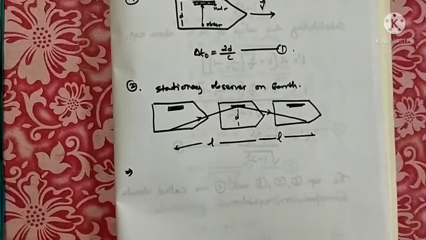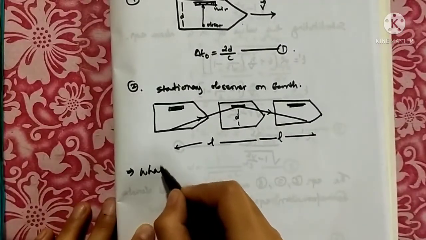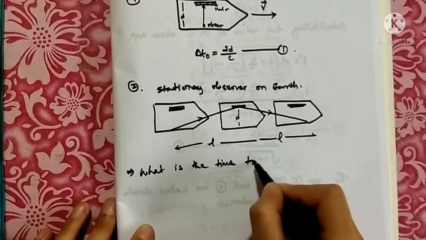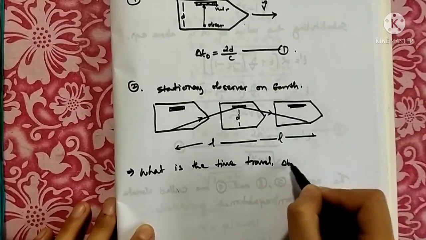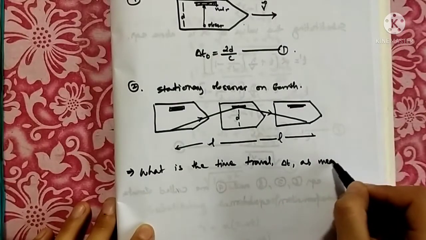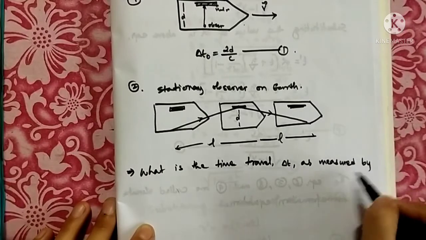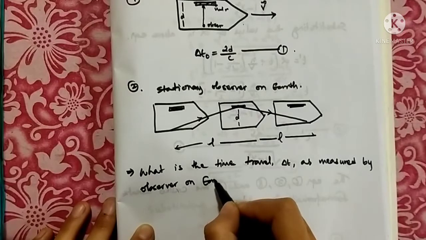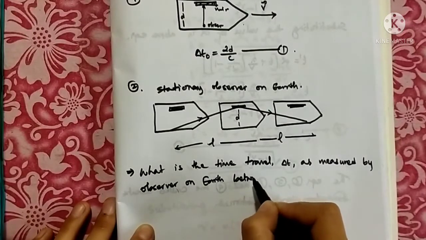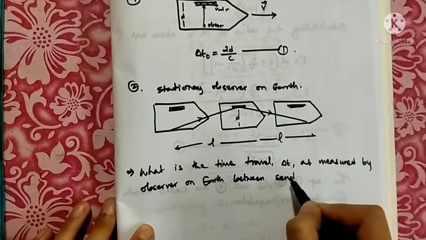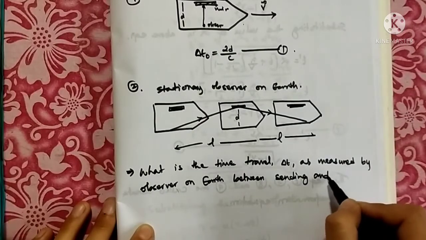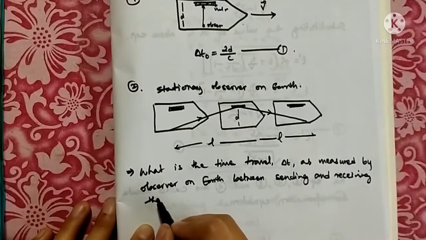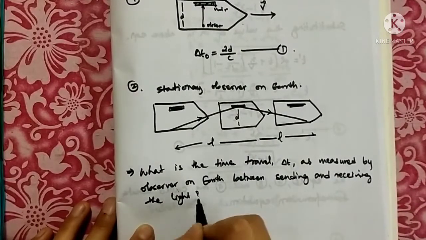What is the time travel? What is the time travel? Delta T as measured by the observer on Earth between sending and receiving the light. What is the time travel?